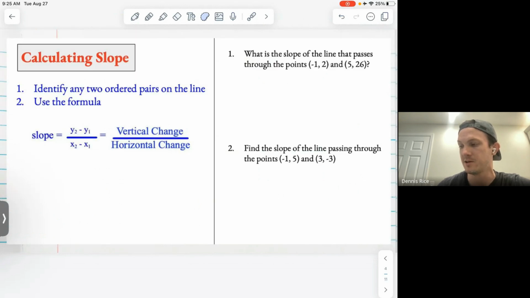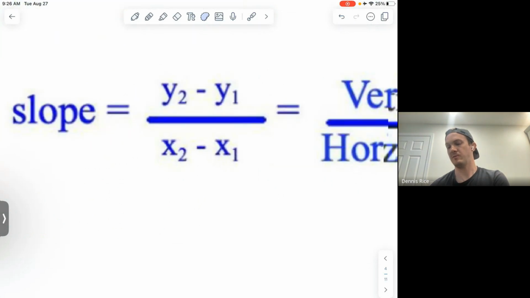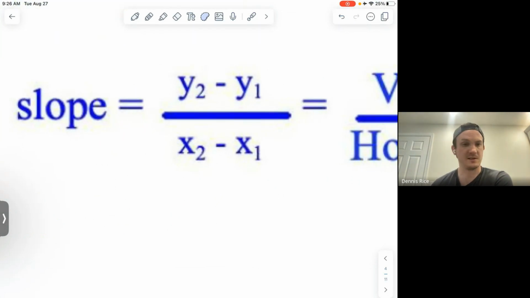All right, how to actually calculate slope. Okay, this is your slope formula. We're not going to end up really using it, this is like what would be in a textbook, right? Y2 minus Y1 over X2 minus X1. These are not exponents, first and foremost. That does not say Y squared. These are what we call subscripts.